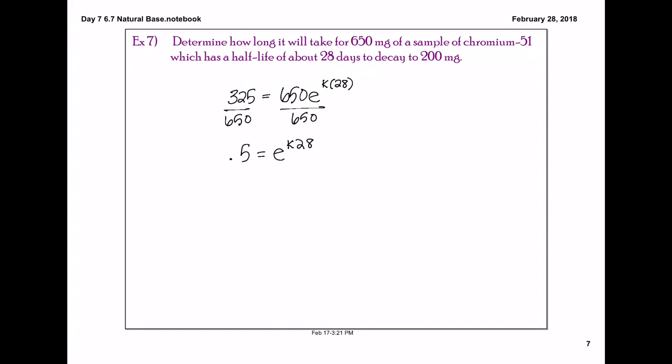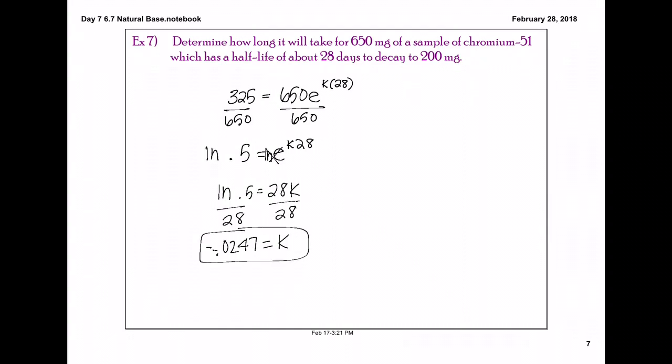If we take the natural log of both sides, natural log of 0.5 is equal to the natural log of e cancels out, 28K. Divide by our 28 and our decay constant. If you take the natural log of 0.5 divided by 28, it is negative 0.0247. After you find your decay constant, you can find out the amount of days for it to decay to a certain amount of milligrams, like 200, by plugging it back in. You now can complete your worksheet.